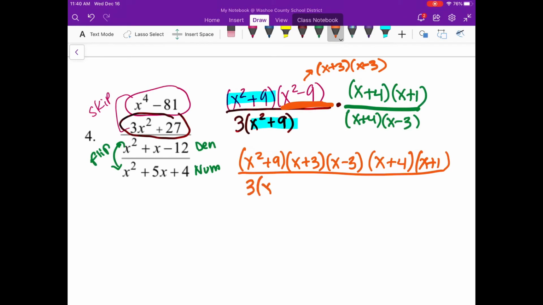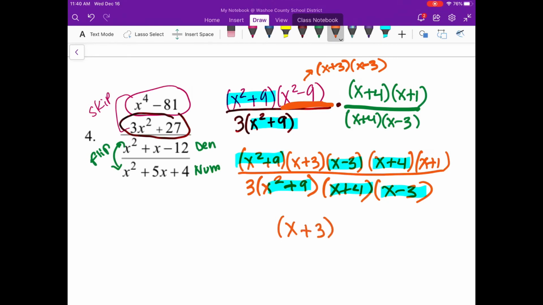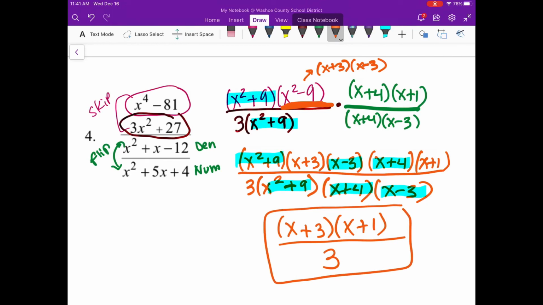Bringing the x plus 4, x plus 1 over from the other numerator, and then continuing to write down the other terms. So now that it's all one big fraction, I can see what cancels. So again, we talked about x squared plus 9, x squared plus 9. We have an x minus 3, x minus 3, x plus 4, x plus 4, which leaves me with, in the numerator, an x plus 3 and an x plus 1. And in the denominator, just the 3. So this would be my answer.